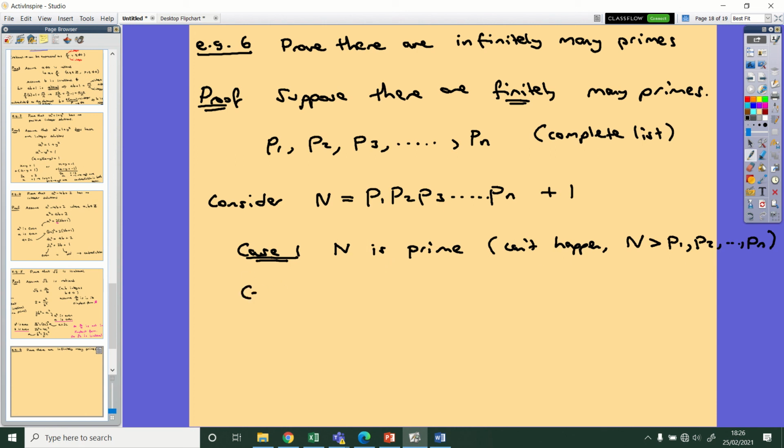Case 2 then is that N is not prime, or composite. So that means that N has a prime factor. And because the prime factors belong to this list, I'm going to call it pi. So this is one of the primes that we know has to be a factor of this N. But that can't happen as well, because pi, one of these primes, whichever one, won't divide into N because it leaves remainder 1.